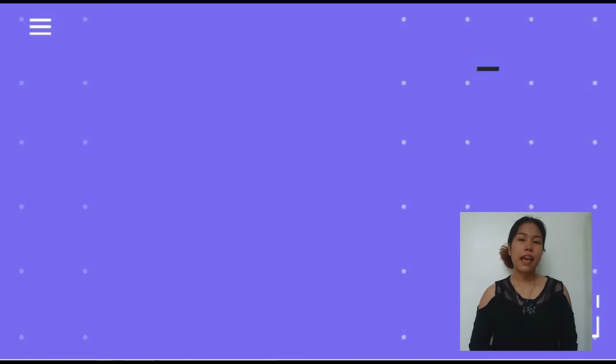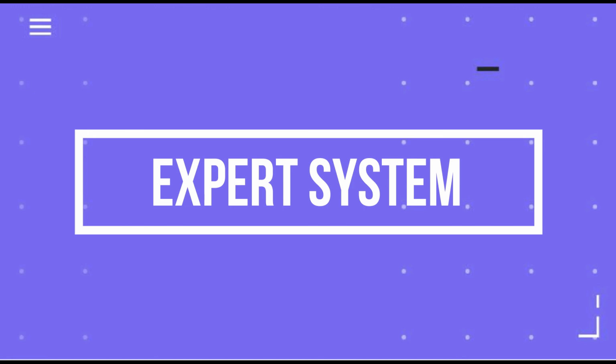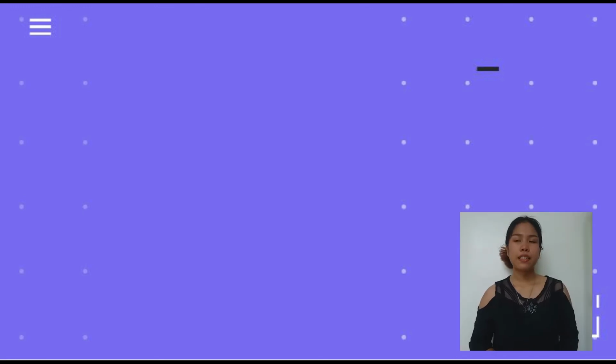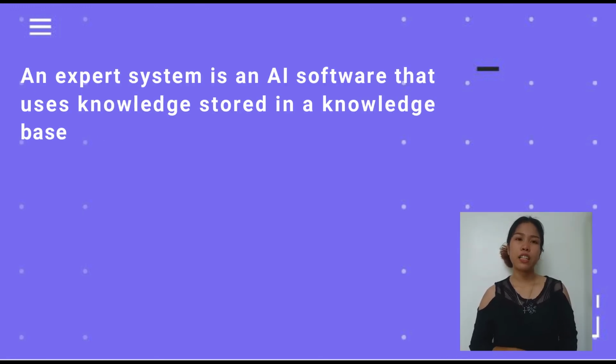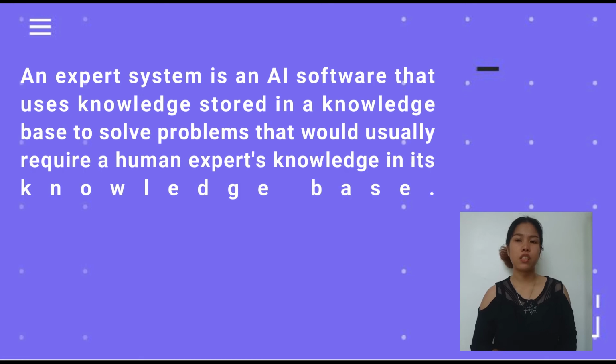The last topic is expert system. An expert system is an AI or artificial intelligence software that uses knowledge stored in a knowledge base to solve problems that usually require a human expert, thus preserving the human expert's knowledge in its knowledge base. They can advise users as well as provide explanations to them about how they reach a particular conclusion or advice.